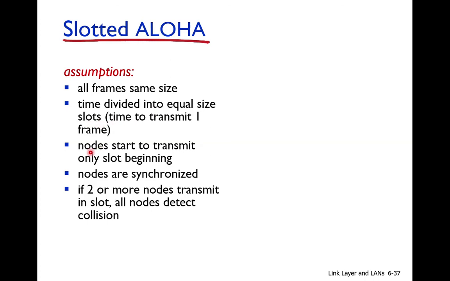The nodes can start to transmit only at the beginning of a time slot. So if a node has data and it is at the start of a slot, then it can start transmission of data. If it is not at the beginning of a slot, then it will wait for the next slot.